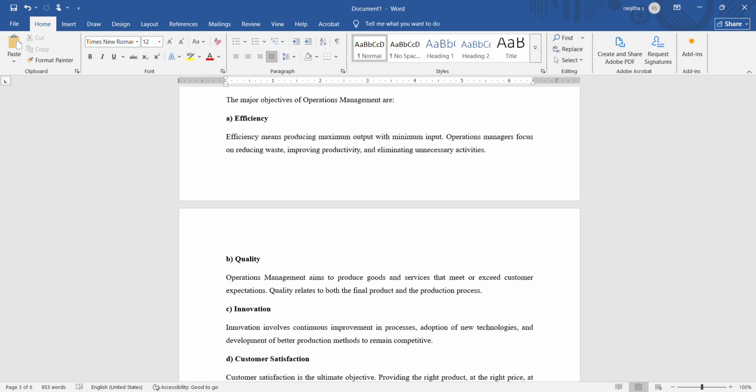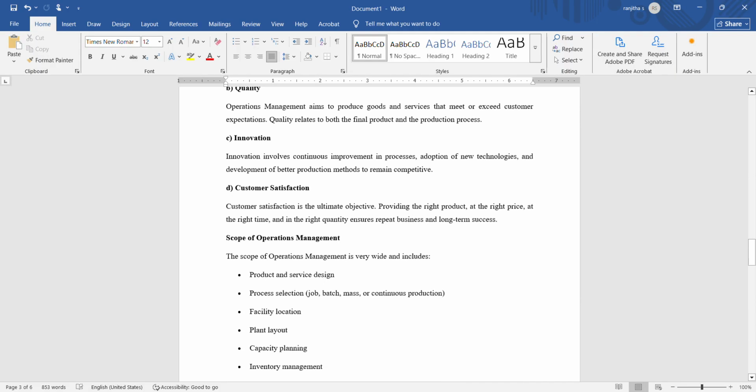Customer satisfaction is the ultimate objective of operations management. Providing the right product at the right price at the right time and in the right quantity leads to customer satisfaction. Satisfied customers ensure repeat business and long-term success.